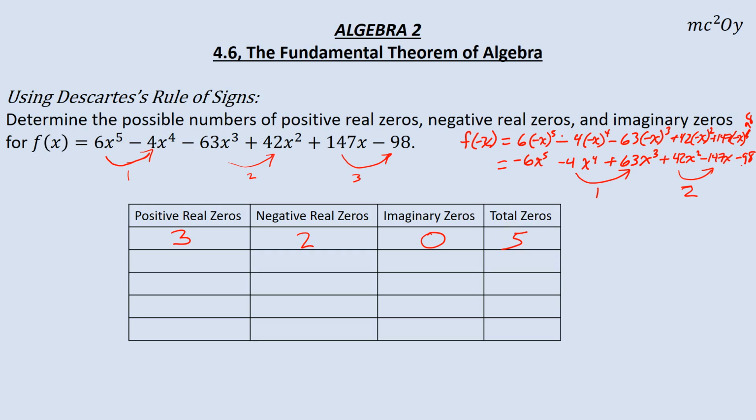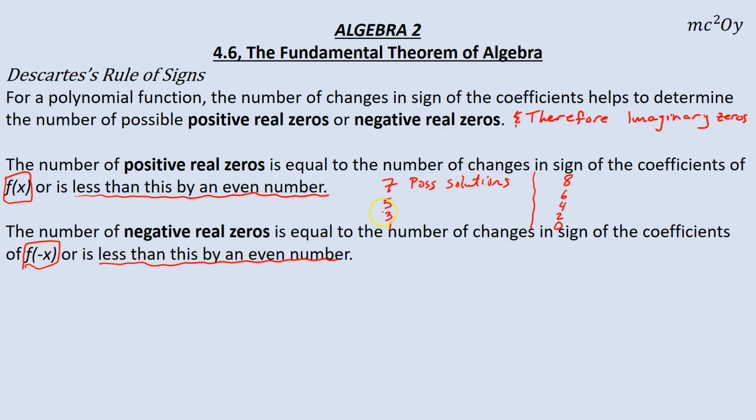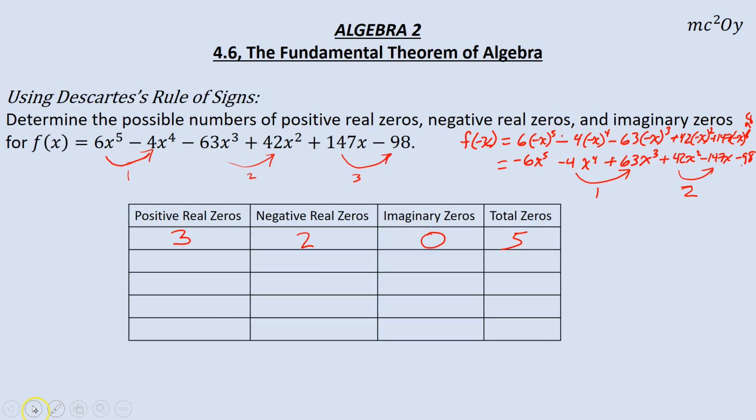But now remember, you can decrease by an even number, right? So if we had two negative real zeros, there also could be 0 negative real zeros. So if I had 3 positive real zeros and 0 negative real zeros, remember I got to decrease by an even number, subtract 2. Now I have 3, 0. I have a total of 3. That means I'd have to have 2 imaginary to make that total 5.